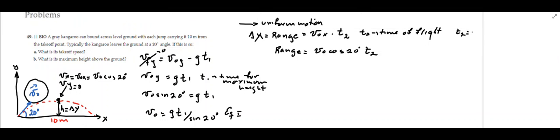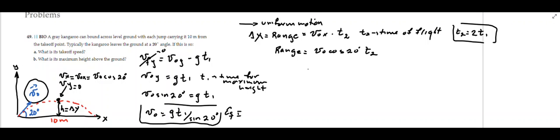And the time of flight will be equal to 2 times the time for the maximum height. So if I replace v sub 0 by this expression that I call equation 1, and I replace t2 by 2 times t1, we can say here that the range will be equal to g t1 over the sine of 20 degrees times 2 t1, right?